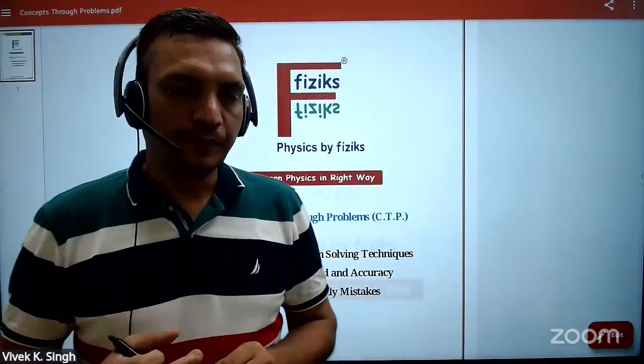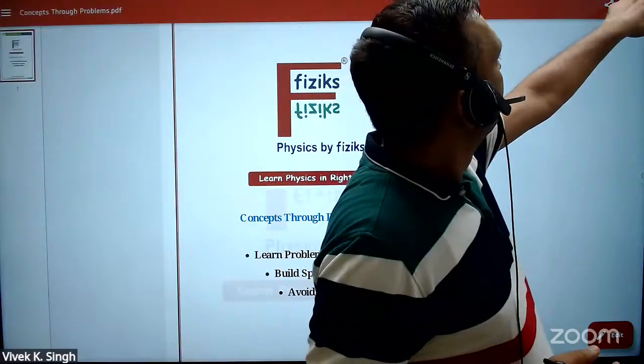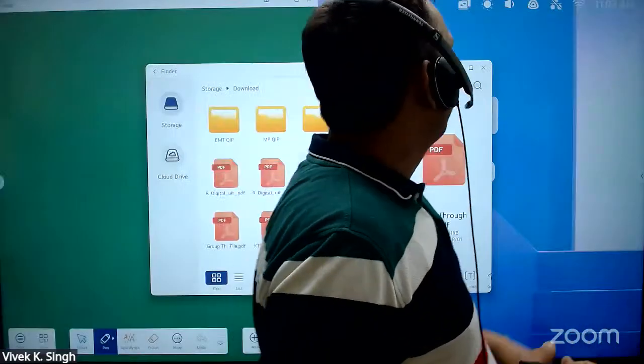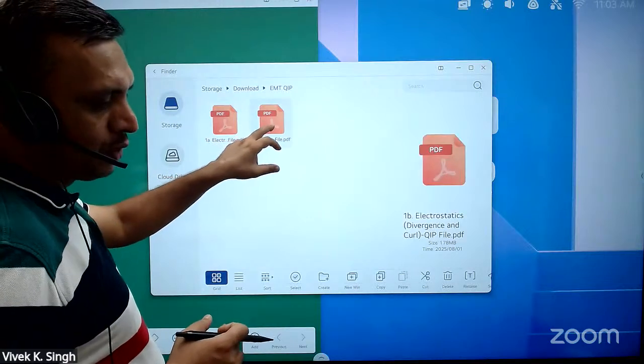And in this C.T.P series, we will take some more problems based on the divergence property and curl property. We will mainly see flux related questions based on Gauss law. So let's see our QIP sheet, because I'm taking problems from our QIP sheet.